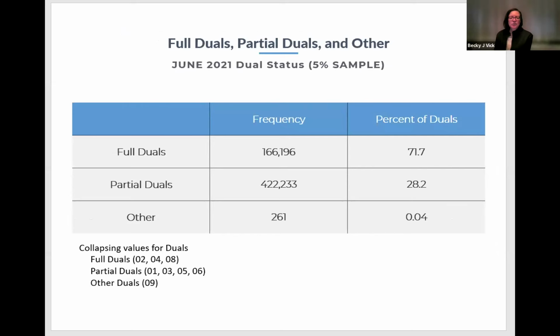There is a note provided in the MBSF codebook that describes how to collapse the categories in the dual status indicator into full and partial duals. Following that recommendation in the codebook results in this table here. So the majority, almost 72% in 2021, were full duals.